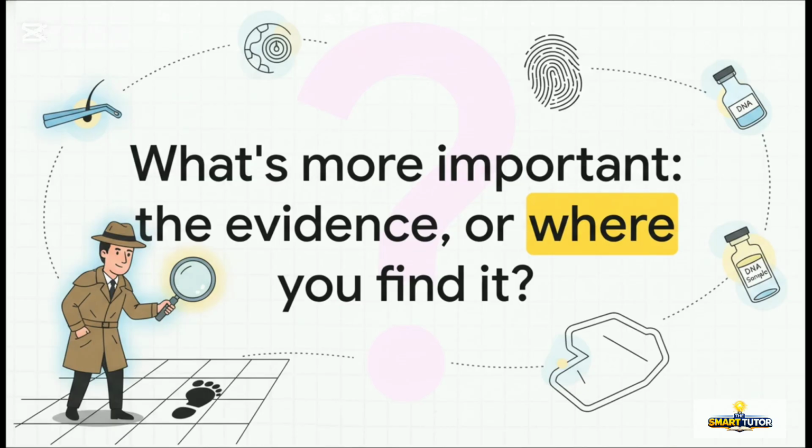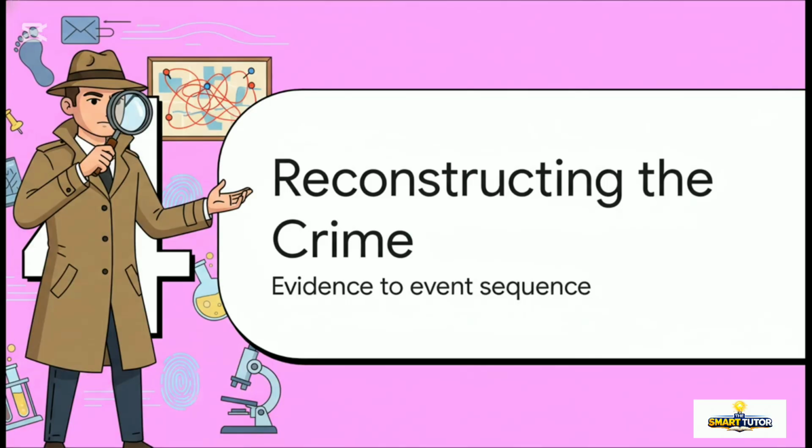We've got all this potential evidence, from a footprint to a tiny fiber, but what gives it its real meaning? Is it just the object itself, or is there something more to it? And that question leads us right into our final, and maybe the most important section of all, reconstructing the crime. This is the part where the investigators switch gears. They stop being just collectors of stuff, and they start being storytellers, using science to turn a jumbled pile of evidence into a clear sequence of events.